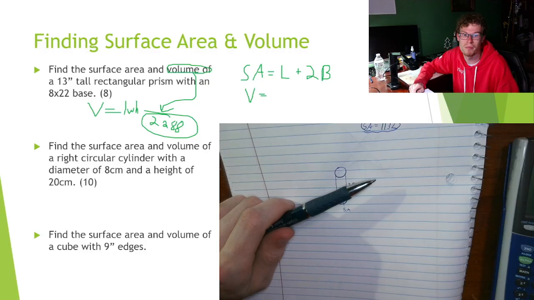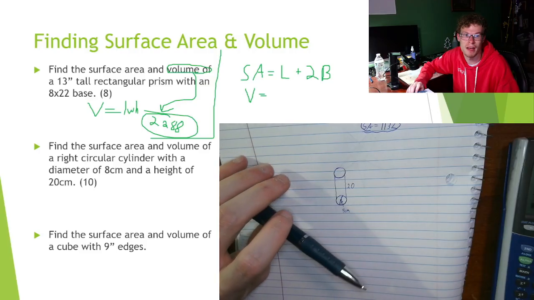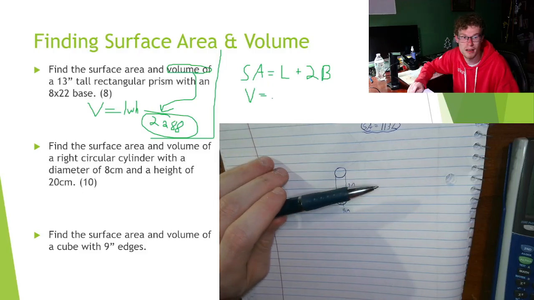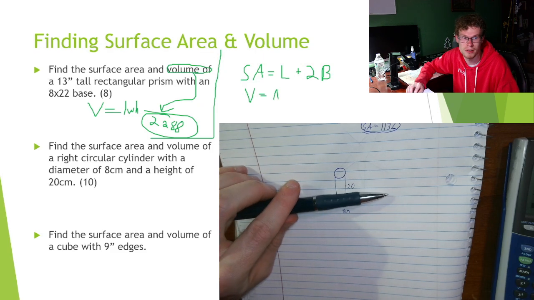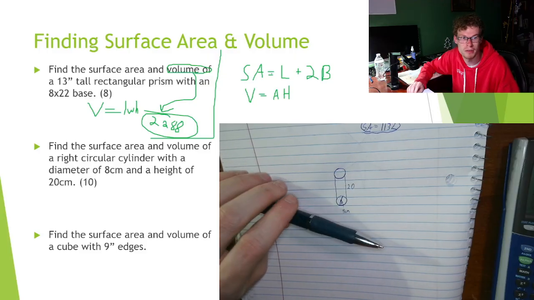All right, back to our situation over here. So we're finding surface area and volume. Again, the volume here is going to just be the area of the circle times height. Volume equals A times H. So anyway, surface area equals L plus 2B.